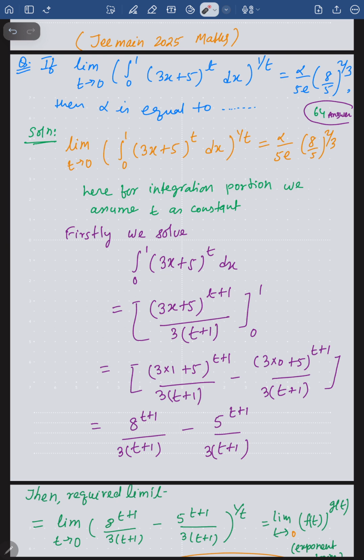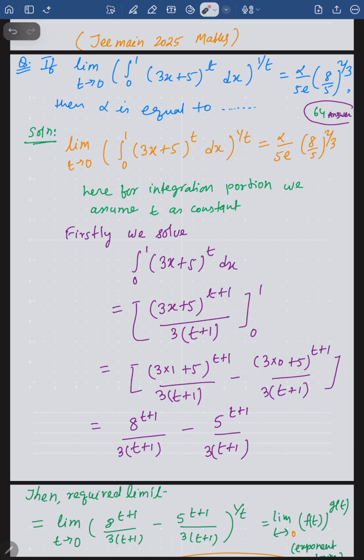So let us see. Now our function is like this, and this you have to find out the limit. Okay, its given value is this. So let us start solving the question.